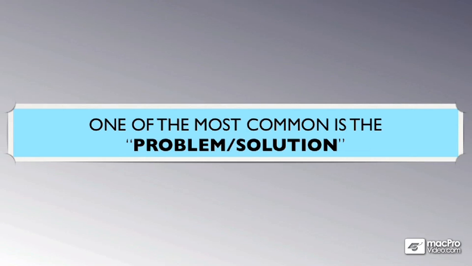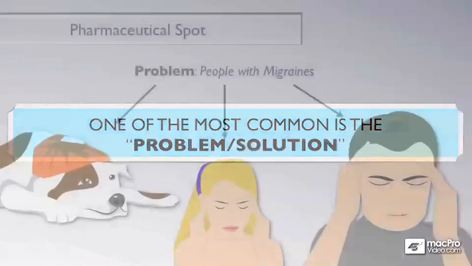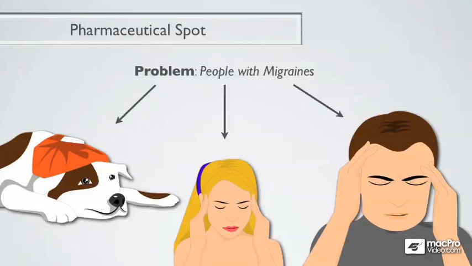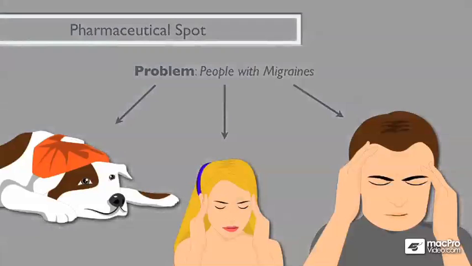for scoring. As an example, take a pharmaceutical spot that opens with a problem. Let's say people that get migraine headaches. Well, the music can amplify the painful feeling that migraines produce with a dark and depressing soundtrack. The music reflects the problem and heightens the emotional feeling connected with that problem.